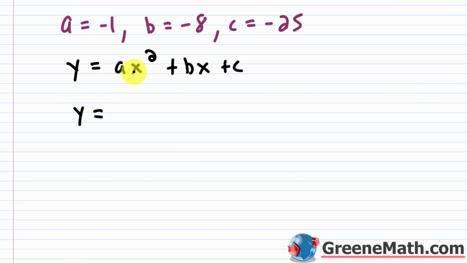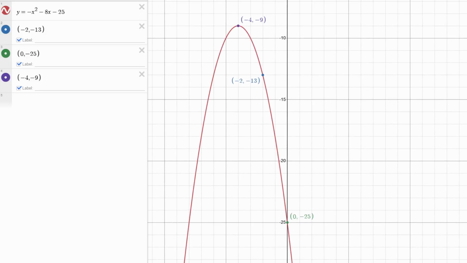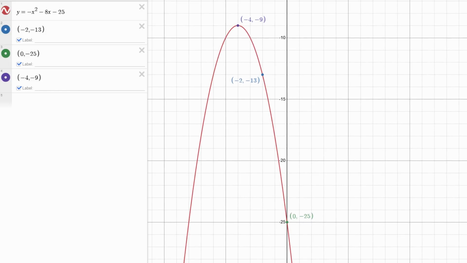So y is equal to, a is negative 1, so let's just put negative and then x squared. B is negative 8, so let's put minus 8x. And then c is negative 25, so then minus 25. So that's going to be your equation for the parabola. Again, if you want to use that link on Desmos to verify this, this is going to be your y equals negative x squared minus 8x minus 25.